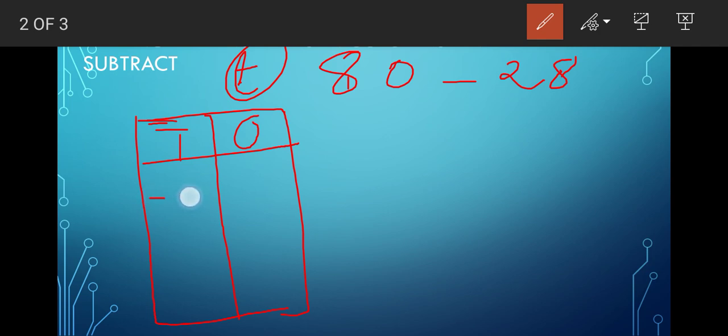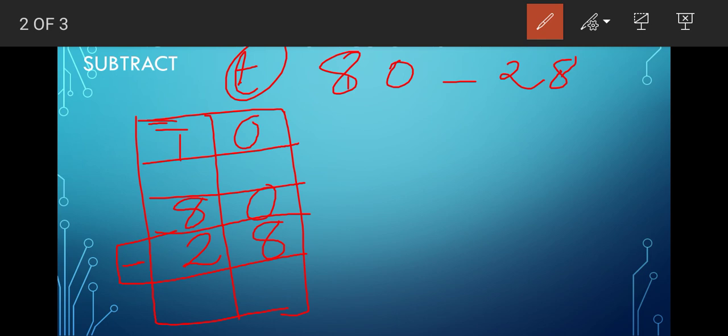Okay, so here it is for carry. This is for you to write 80. This is for you to write the minus symbol and the 28. The last one is for you to write the difference or the answer. So let us write here what? Yes, we have to write here 80, and here we have to give the minus symbol, and here we have to write 28.